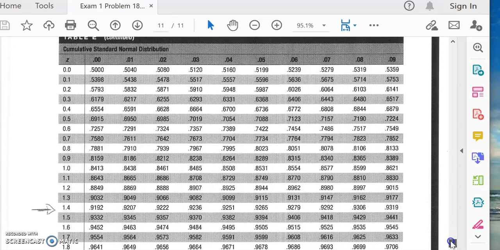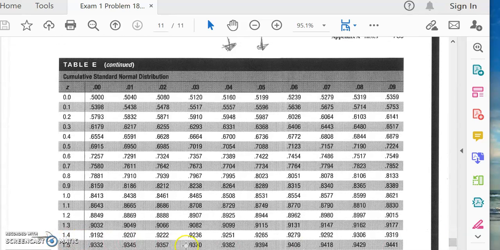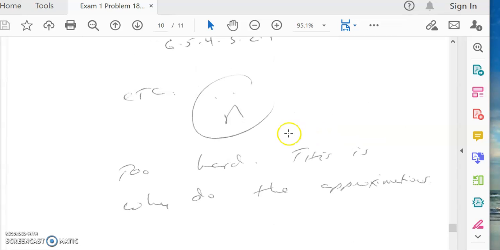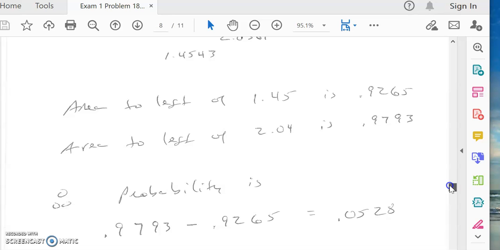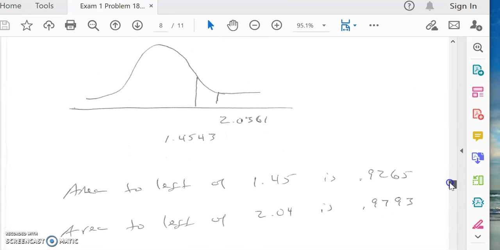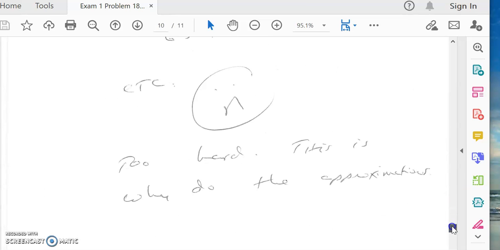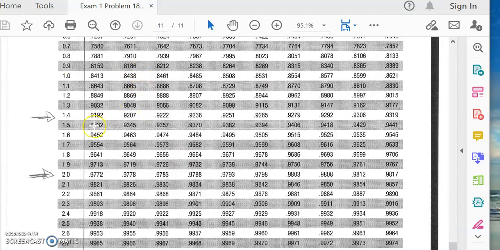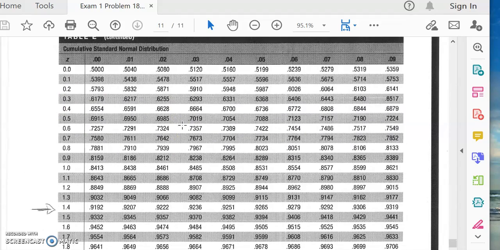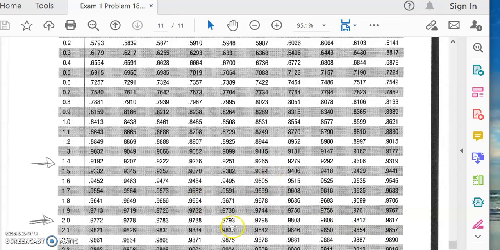So I go to my table. Here it is. 1.4, shoot, I forgot what it was. Give me 1 second here. It's harder than it looks to bounce back and forth here. I want 1.45 and I want 2.04. So 1.45, 1.4, and here's the 5 right there. It's this number, 9265. And then the other guy is right here.